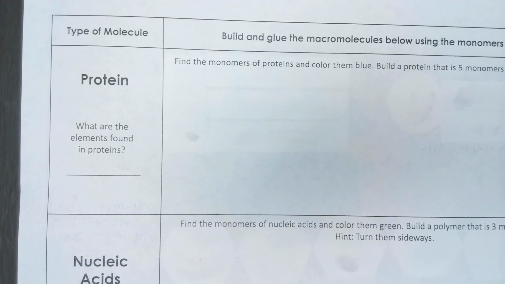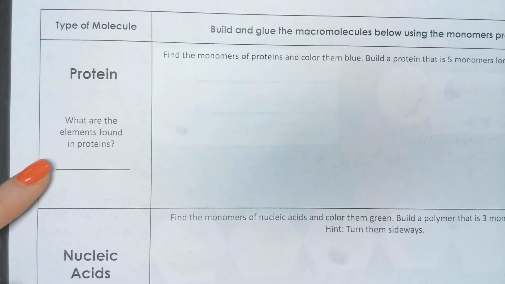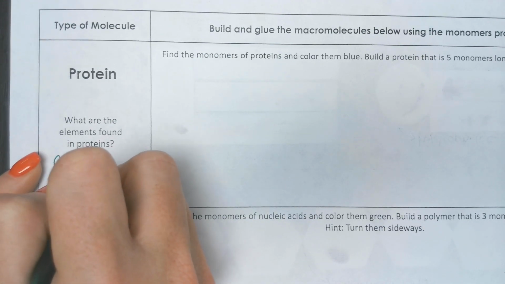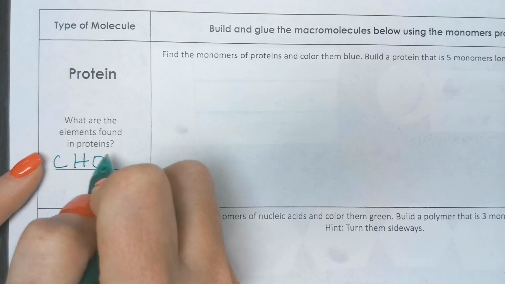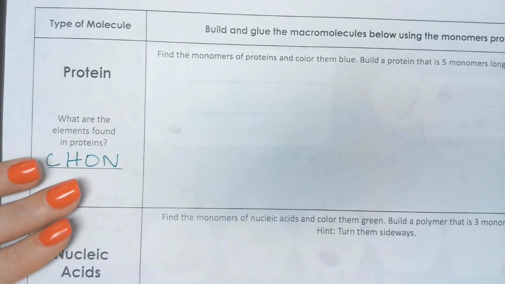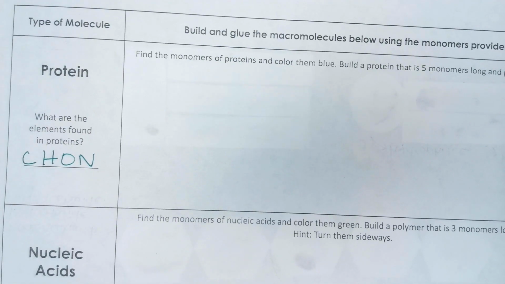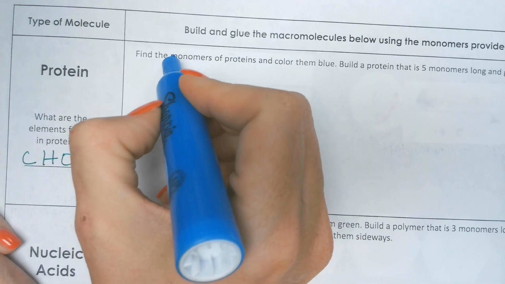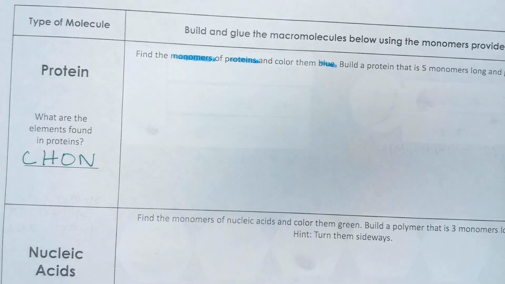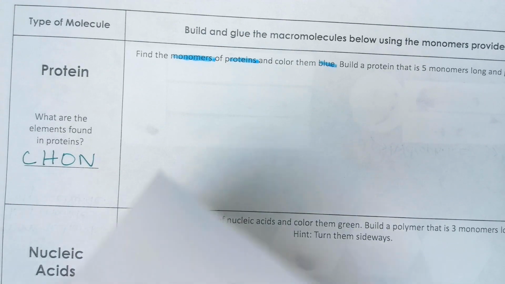All right, moving along, flip over on the back. We've got proteins, and this question says, what are the elements found in proteins? So we've got carbon, hydrogen, oxygen, and nitrogen. All right, now we're going to find the monomers of proteins. Just a reminder, the monomers of a protein are our amino acids. So we're going to color all the amino acids blue.